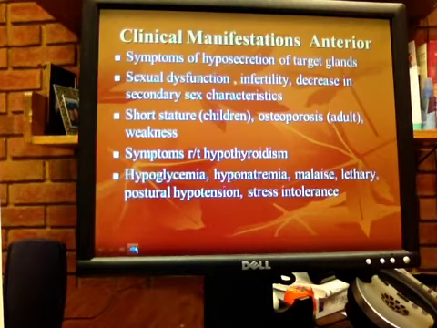Anyway, short stature happens as a response to growth hormone deficiency. Growth hormone is also called somatotropin. In the adult, you'll see osteoporosis. You may see weakness.